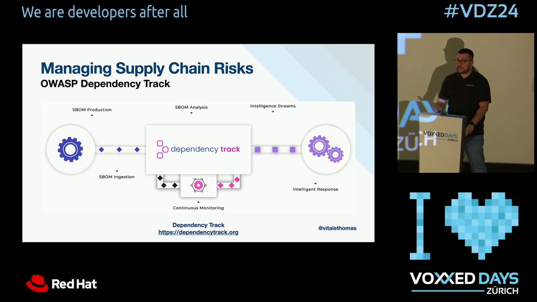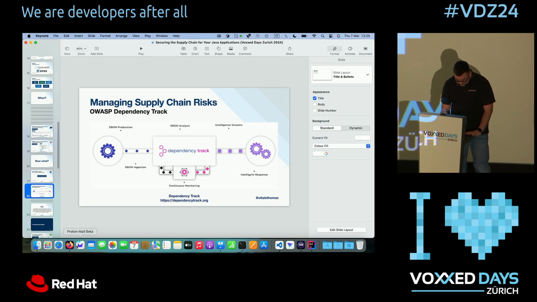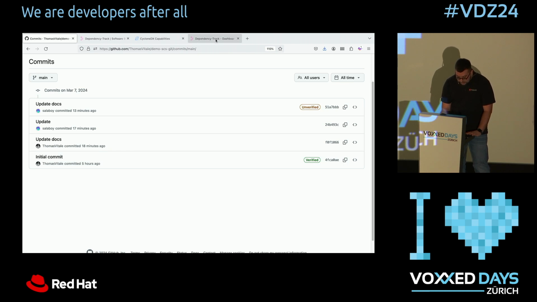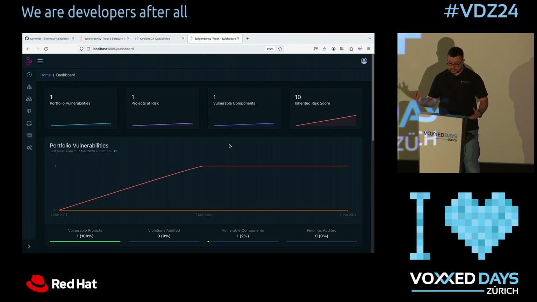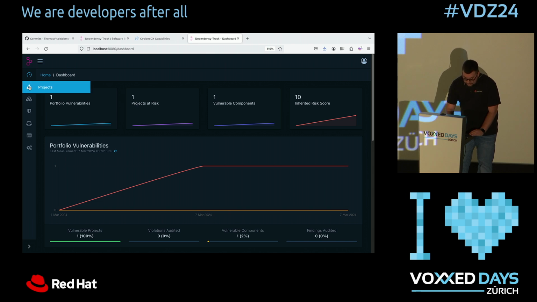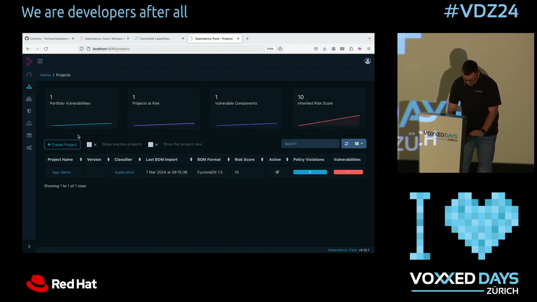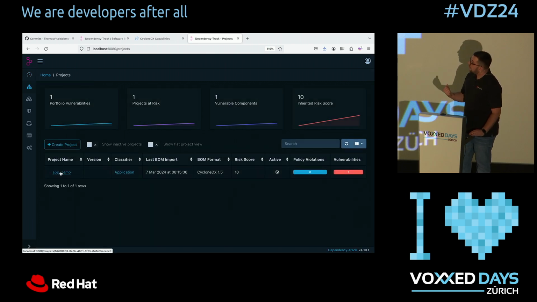So as part of the pipeline, I can push my SBOM to this service. Let's have a look. I have the dashboard over here. This is how it looks. So at a glance, I can see all the projects, all the vulnerabilities, and how they change the risk over time. And in particular, I have my demo application over there.